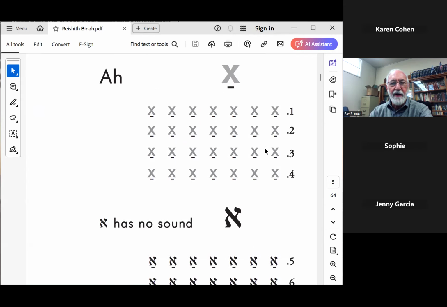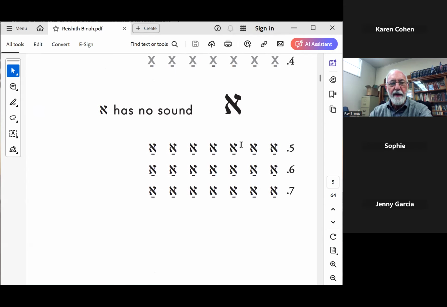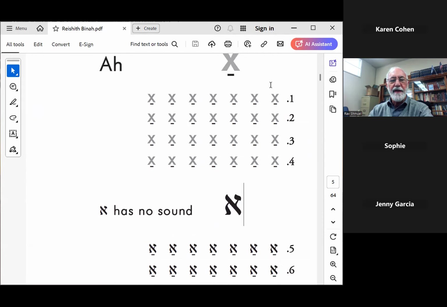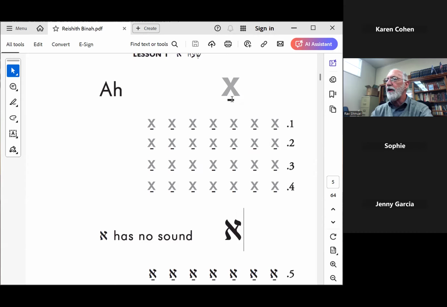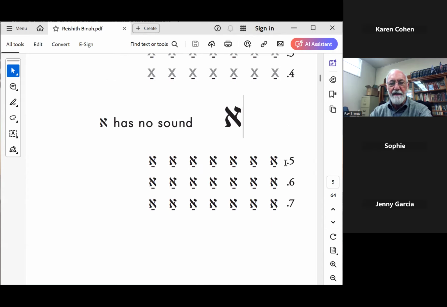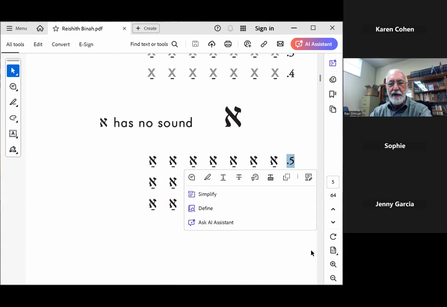So our first letter, I'm going to ignore this, is this letter. It has no sound. This little dash that we put under the letter is an ah. So let's go to line 5 and repeat after me.